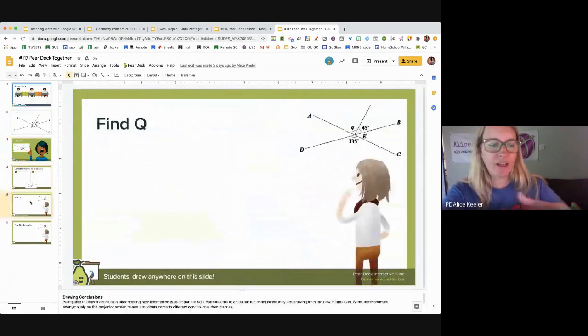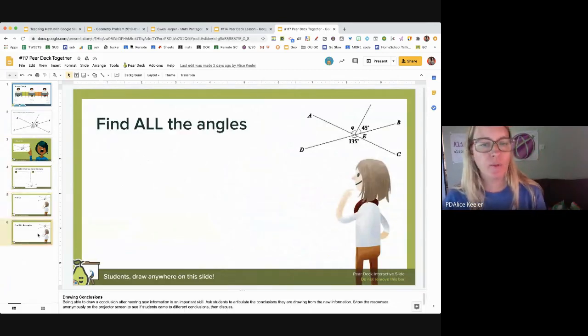So then I had them find Q. They can draw on these slides. Pear Deck lets you do that. And then we find all of the angles. So I'm just trying to get them to think through the justification. Pear Deck lets me show other students' work, and I like to focus on the ones that are not correct.